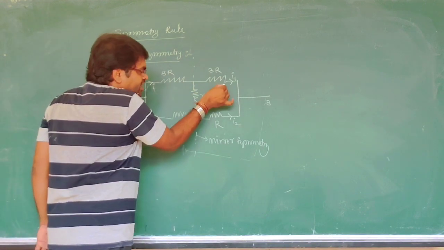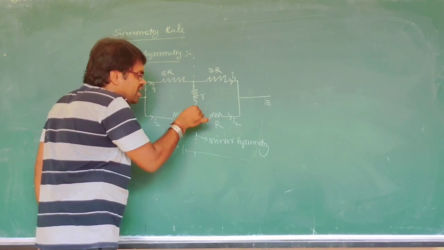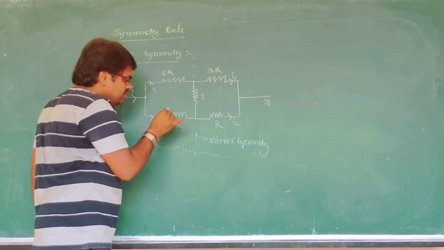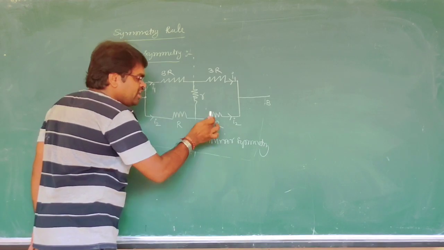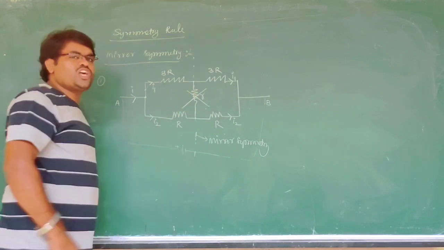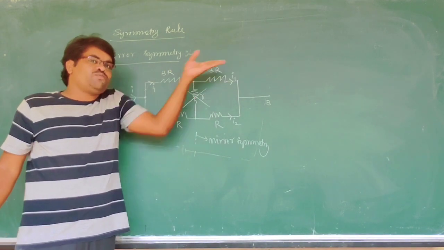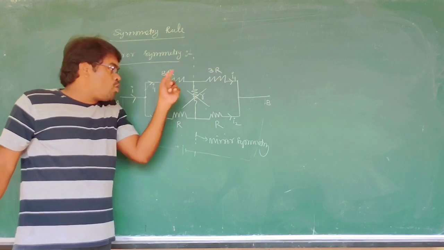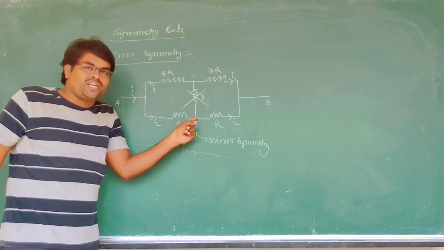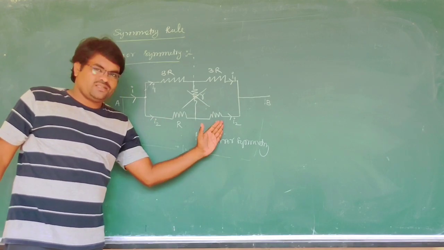Now, what is the current here? The same current on this side means at this point the current does not flow in this resistor. Here also the same current will be there. The current does not flow in the resistor. What is the use of it? Nothing, because the current flows directly, since these are in series. Why? By using mirror symmetry. See, the current will flow like this.